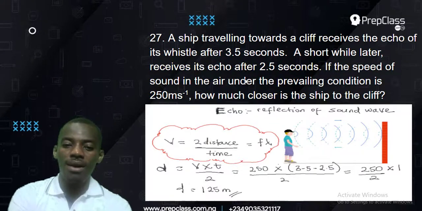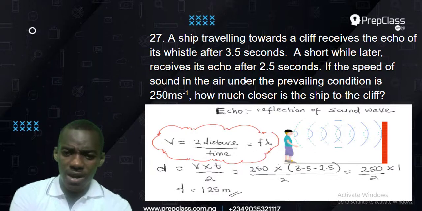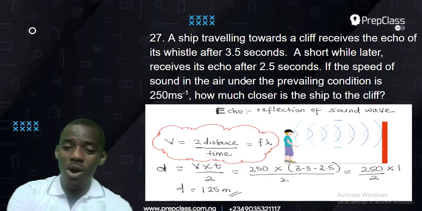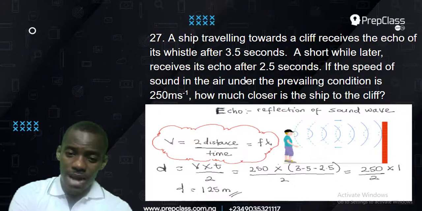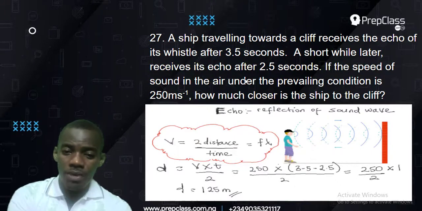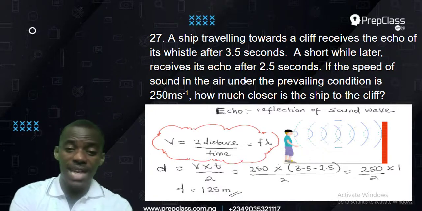Now let's go on from here. Now we have to find, we were given that the question says if the speed is this, how much closer? That means what is the distance? So the question wants us to find distance. So cross multiplying, I will get my distance as V times time over 2. That is the formula to use. When you cross the formula, you will get D equals V times T over 2.